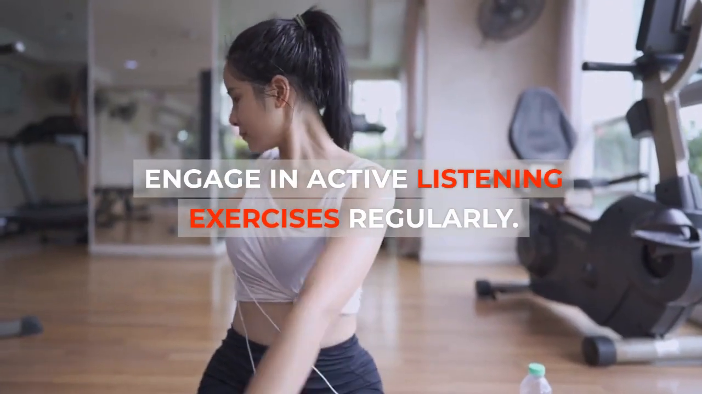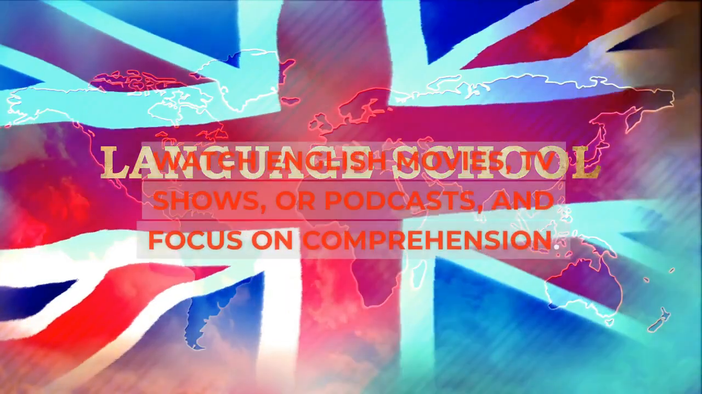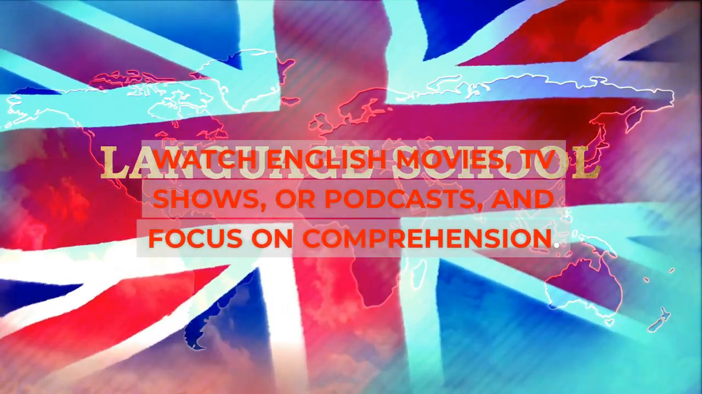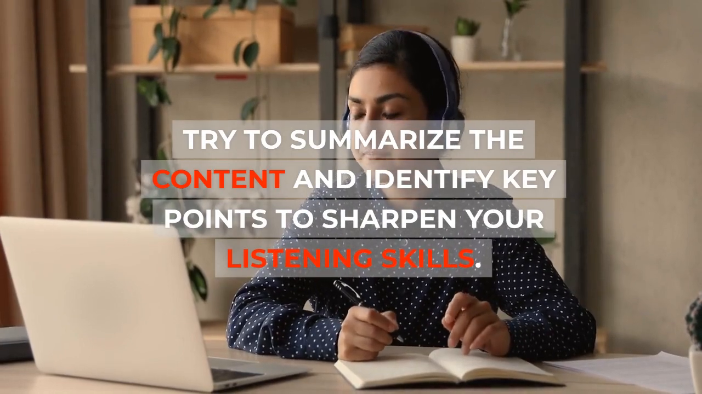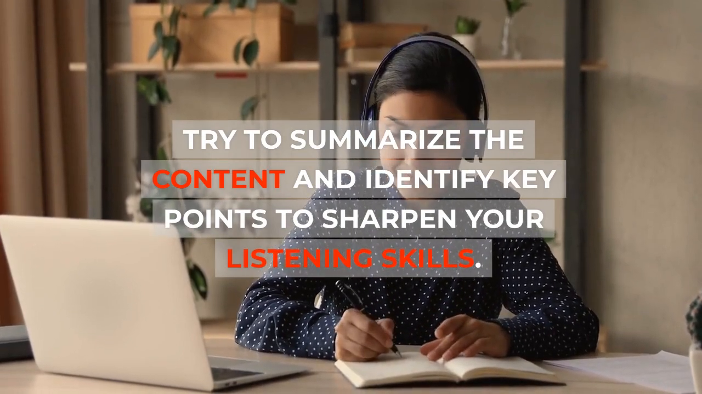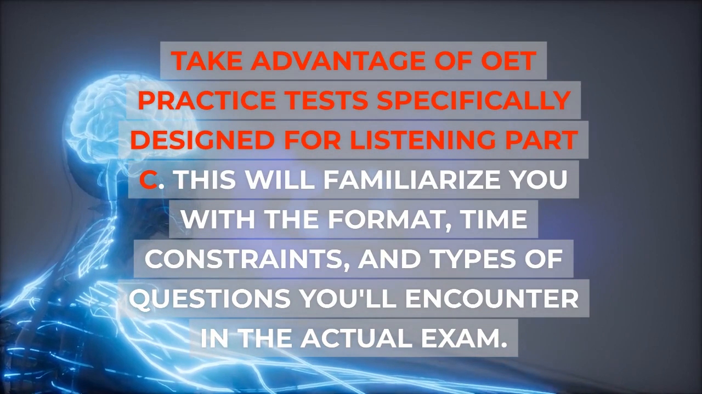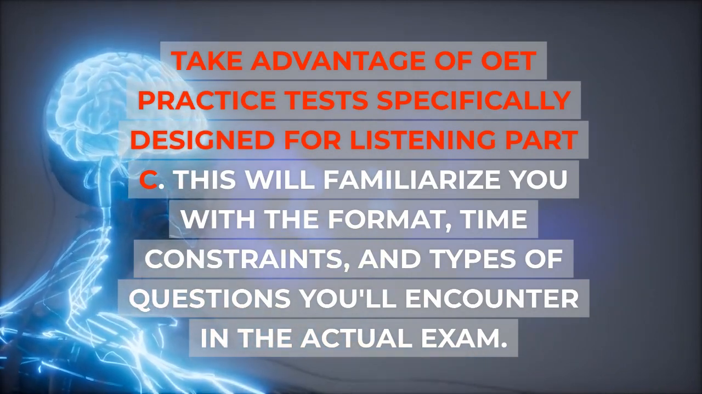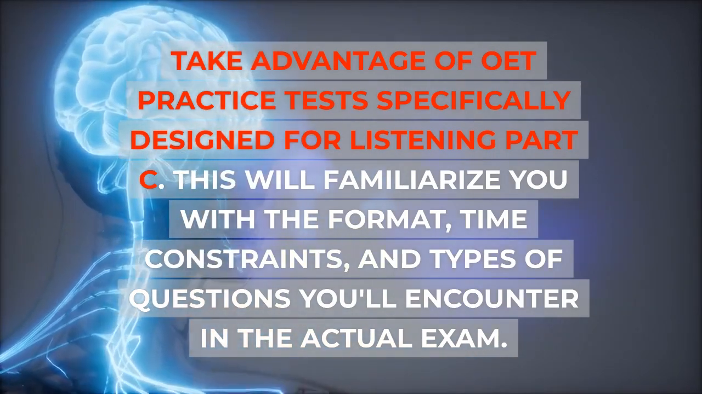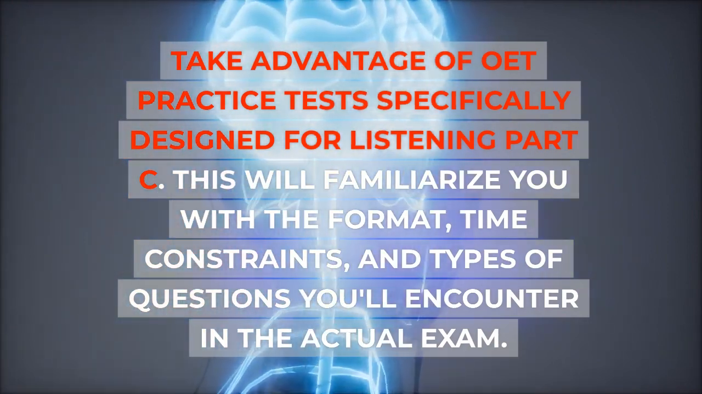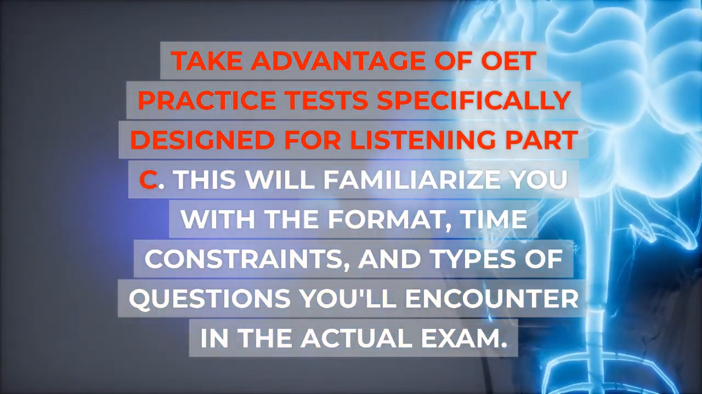Engage in active listening exercises regularly. Watch English movies, TV shows, or podcasts, and focus on comprehension. Try to summarize the content and identify key points to sharpen your listening skills. Take advantage of OET practice tests specifically designed for listening Part C. This will familiarize you with the format, time constraints, and types of questions you'll encounter in the actual exam.